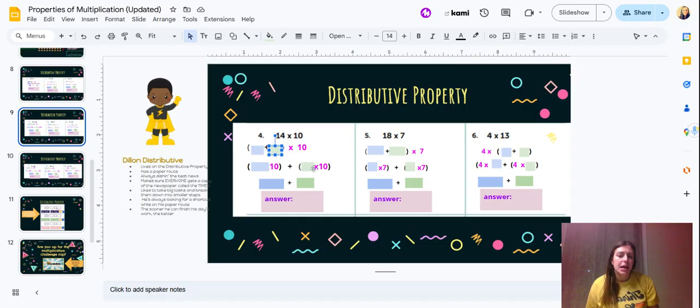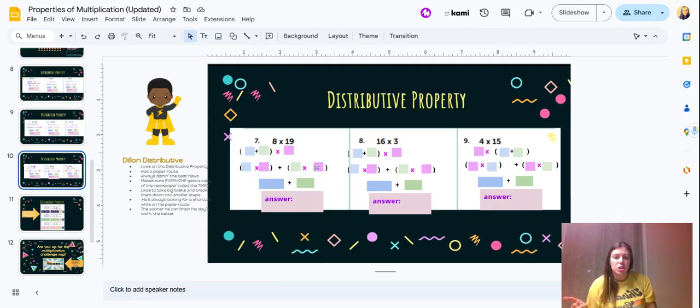I distributed the times 10 for you. Sorry, it's a little covered up there, but you get the idea. You will find your two products here and then add them together. Okay, you'll do the same with your 18. I distributed the times 7. And your 13, I distributed the 4 times. Now, come with me, one final journey. We're going to head to this last page.